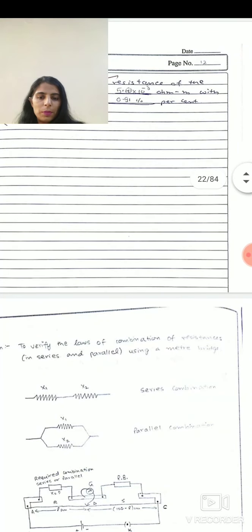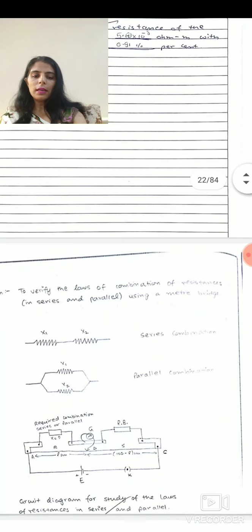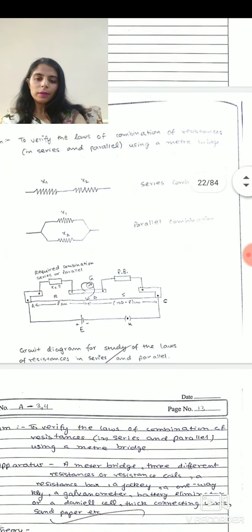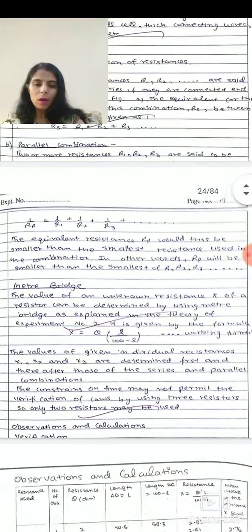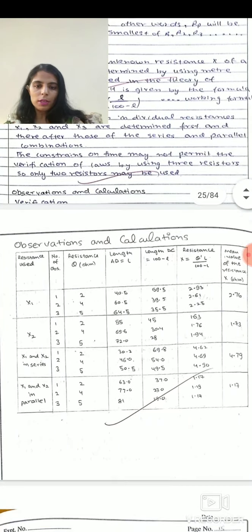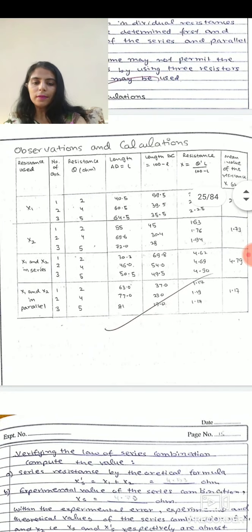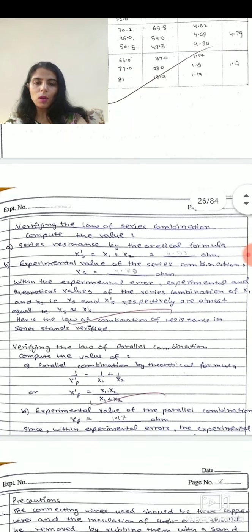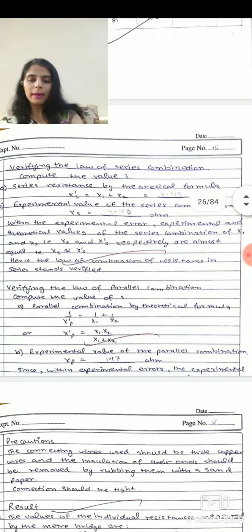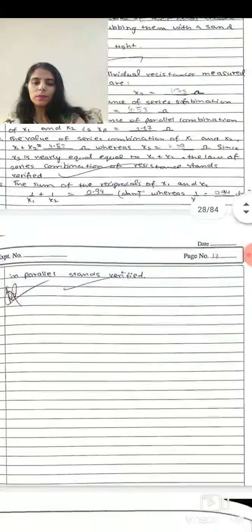Now come to the next experiment to verify the laws of combination of resistances in series and parallel using a meter bridge. Again, draw the circuit components on the left hand side. Aim, apparatus, theory, parallel combination, meter bridge, observations and calculations on the right hand side. The observation and calculation table on the left hand side. After then, the verification of laws of series combination and parallel combination on the right hand side. Then precautions and result.